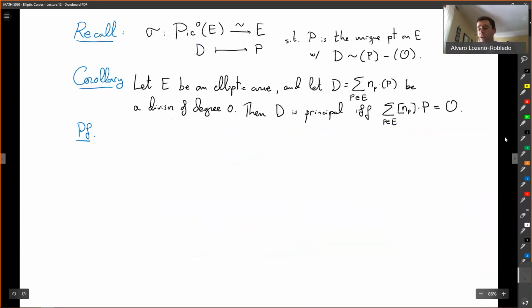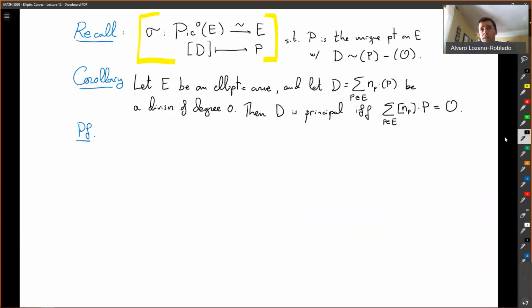So we're going to start by recalling. Before I construct the Weil pairing, I need a result. So let me first recall that we have an isomorphism between the Picard zero of E and E itself. And remember that the map sends the class of a divisor in Picard zero to P, where P is the unique point on the elliptic curve such that D is equivalent modulo principal divisors to P minus O.